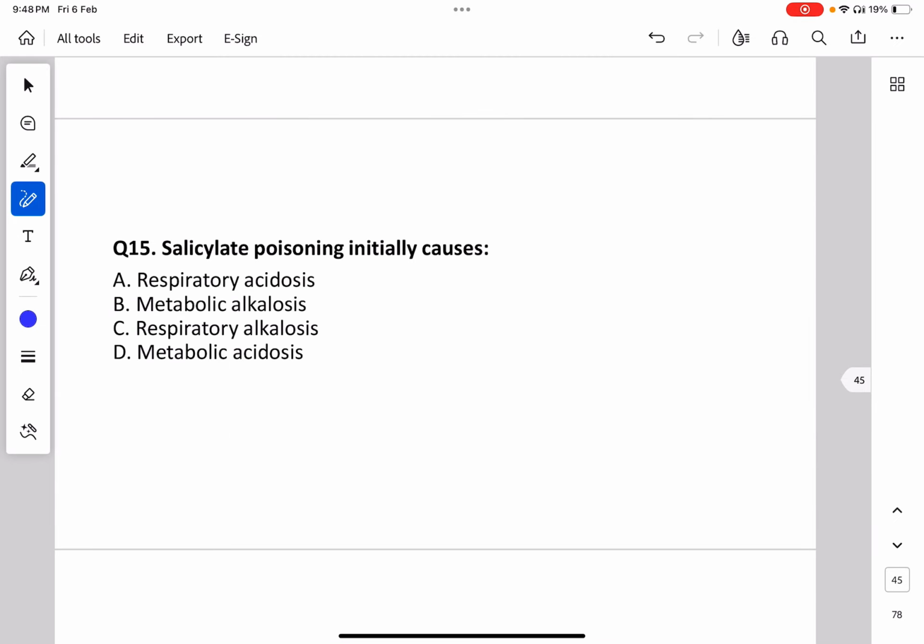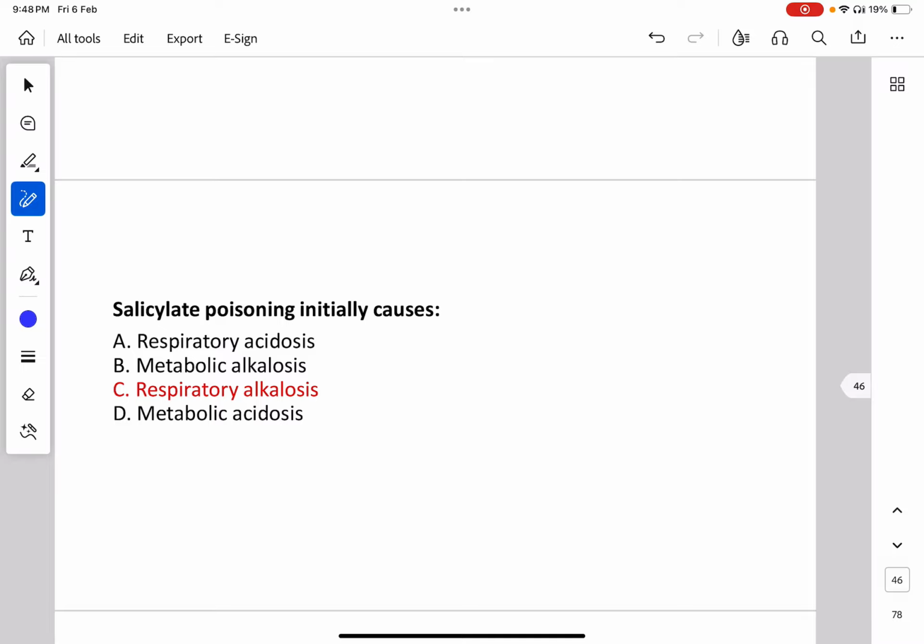Okay, so now next question number 15: salicylate poisoning initially causes. Now, one more point I want to highlight: in each and every MCQ, each and every word is important. Okay, so now go word by word. Salicylate is the name of poison and it is saying initially. Questions can be salicylate poisoning causes, salicylate poisoning initially causes, or salicylate poisoning during the later stage causes.